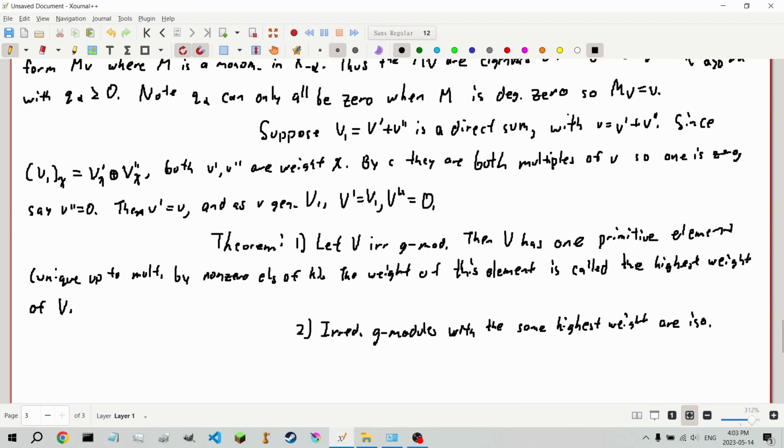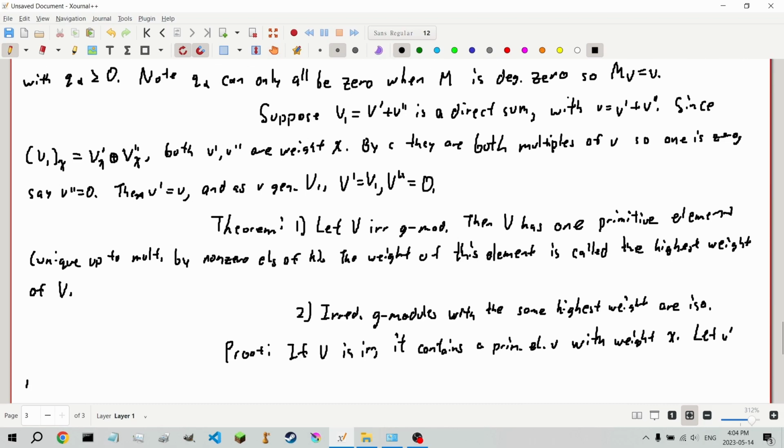The proof. If V is irreducible, it must contain a primitive element, v, and we'll say it has weight of chi. Now let v prime be another primitive element of V with weight chi prime.